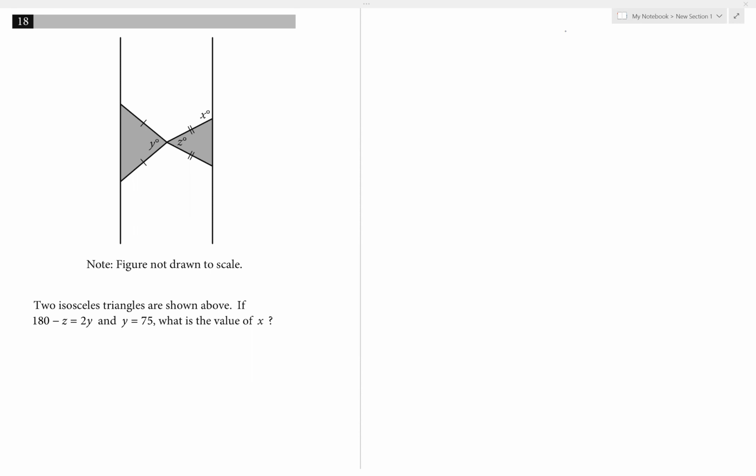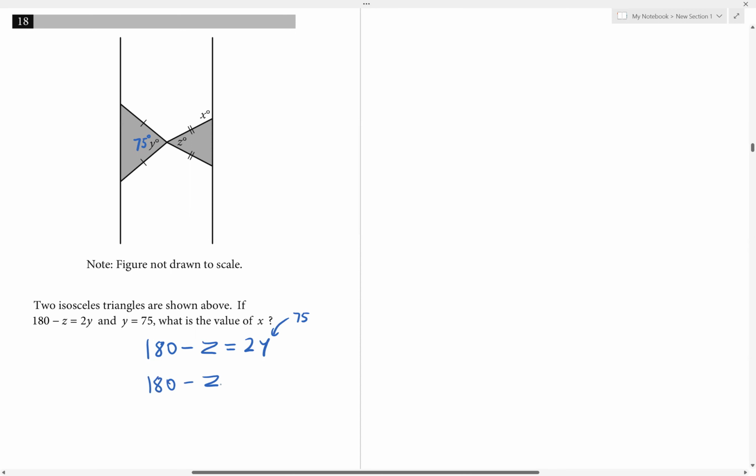Okay, so we know here that angle y is right there, 75 degrees. We also know that according to this equation, 180 minus z equals 2y. Well, we know y is 75, right? So we can go ahead and plug in the 75 there, and let's try to solve it. We have 2 times 75. That should be 150. So the equation now becomes 180 minus z equals 150.